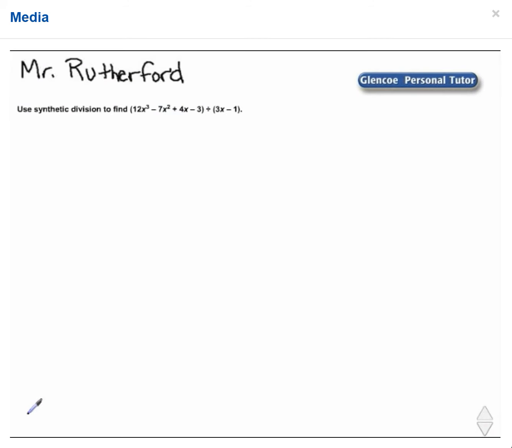In this problem, we will learn to divide polynomials using synthetic division. Use synthetic division to find 12x cubed minus 7x squared plus 4x minus 3 divided by 3x minus 1.